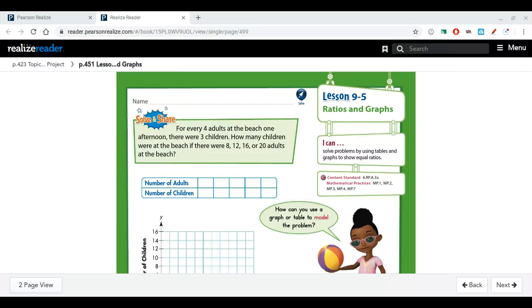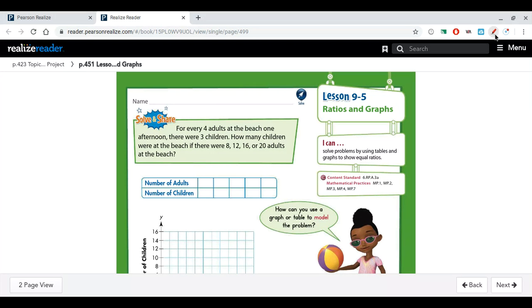In this lesson, we are going to be looking at how we can solve problems by using tables and graphs to show equal ratios. Our first problem says, for every 4 adults at the beach one afternoon, there were 3 children. How many children were at the beach if there were 8, 12, 16, or 20 adults at the beach?